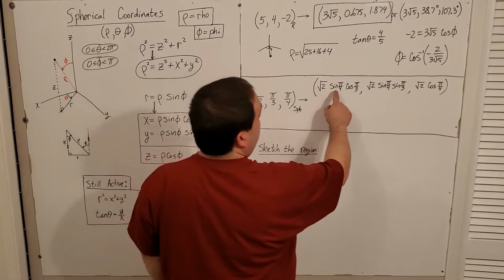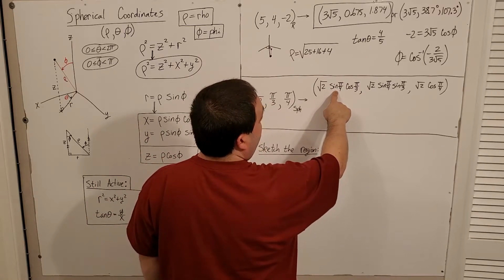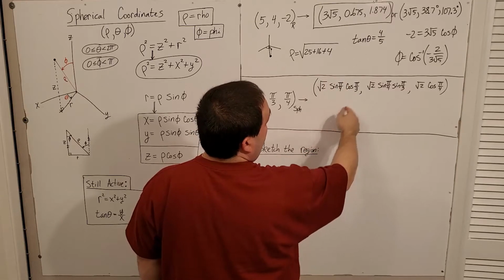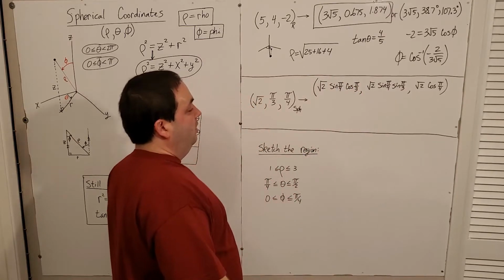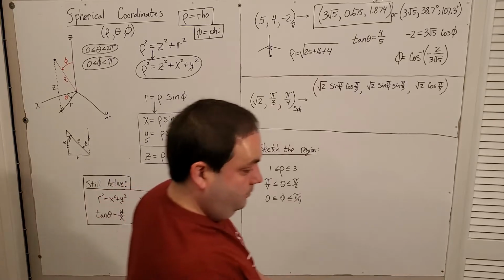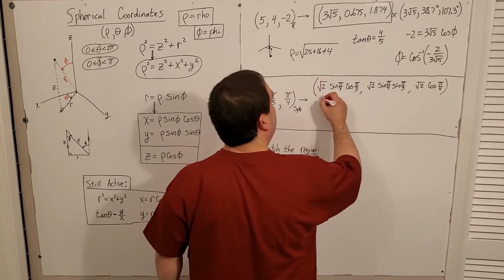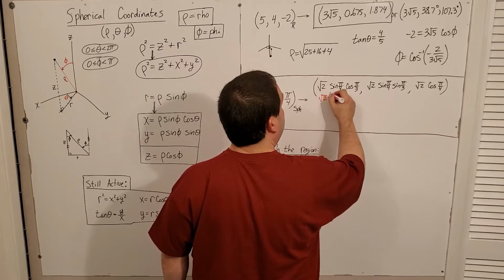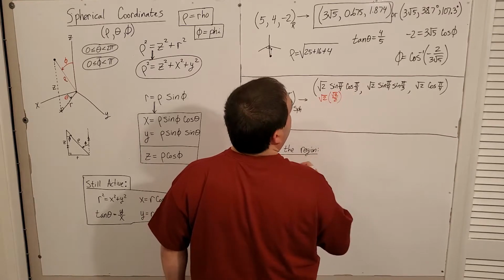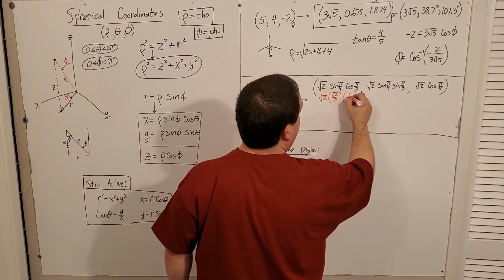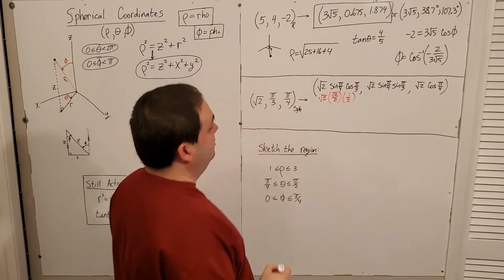This is square root of 2 over 2, right? Times square root of 2. That's going to give me 2 over 2, which is 1. So I've got cosine of pi over 3. Let's write them out. Square root of 2, square root of 2 over 2. And cosine of pi over 3 is a half, right? Because that's just 60 degrees.